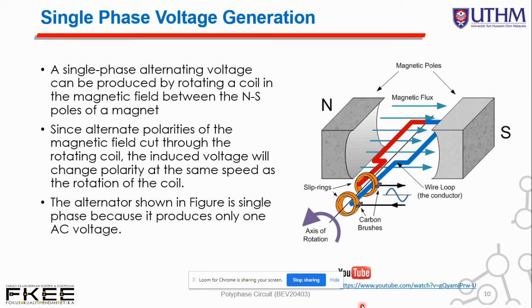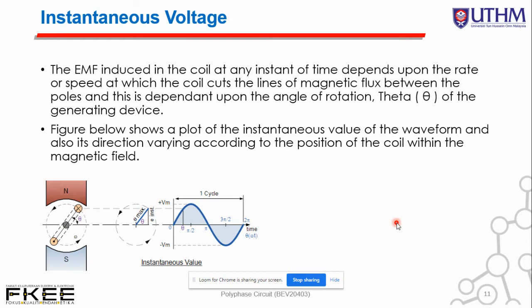Some YouTube videos you may see later, or I will simply upload them in our class Google Classroom, and you can watch them there. Now, instantaneous voltage. What can we understand from the term? The EMF, or electromagnetic force, induced in a coil at any instant of time depends upon the rate or speed at which the coil cuts the lines of magnetic flux between the poles, and this depends upon the angle of rotation theta of the generating device. The figure shows the plot of the instantaneous value of the waveform and its direction, varying according to the position of the coil within the magnetic field.